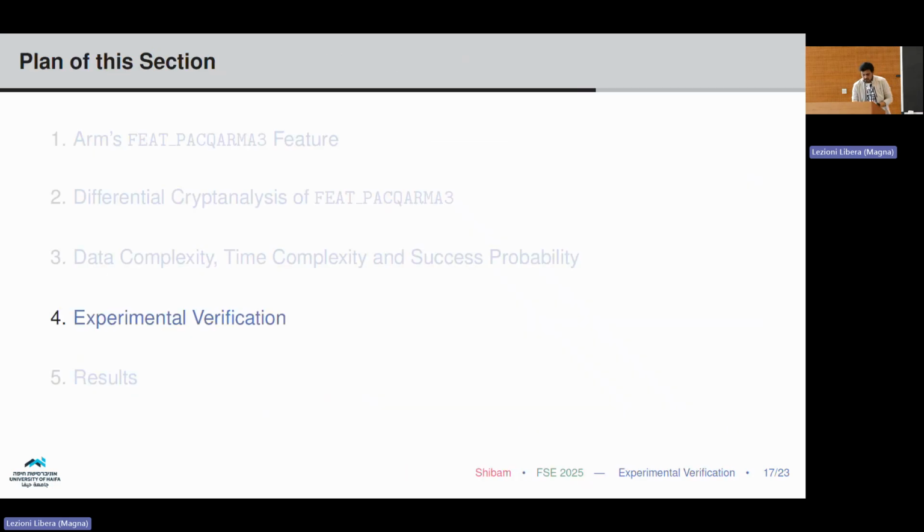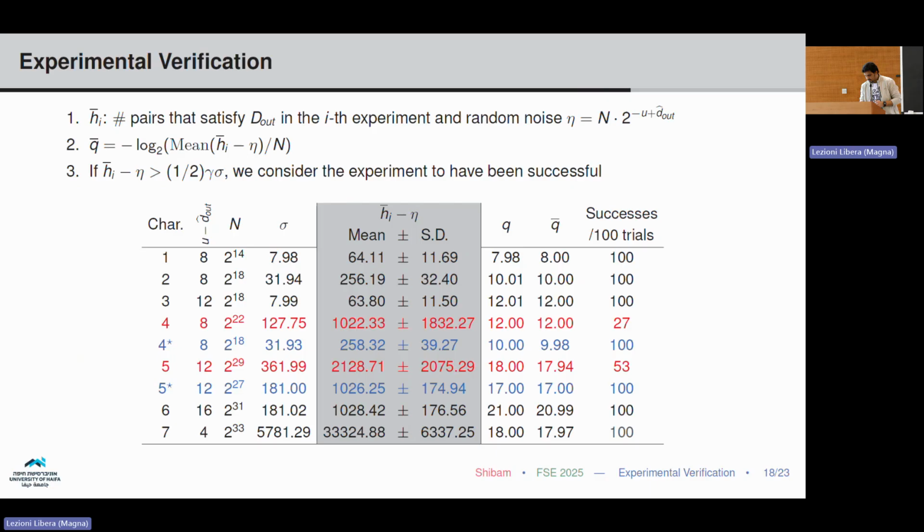Now, all these things are true only when an underlying assumption holds, which is the wrong key randomization hypothesis. But we know that for lightweight block ciphers, previous research shows that this hypothesis sometimes fails. So we did experimental verification. Okay, so let me explain this table.